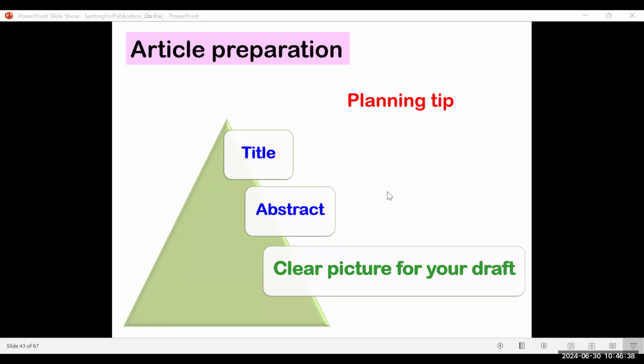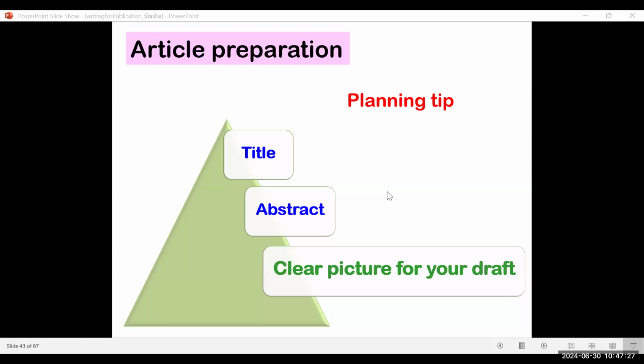At first, for a planning tip for your article preparation, write down an abstract. After you have your own abstract, you are going to have a clear picture of the logical flow of your article. And then you fill in, decorate your draft, I mean your manuscript draft. Decorate your draft, abiding by or aligning with the title that you have planned, and abiding by the scope that you have told the reader in the abstract.